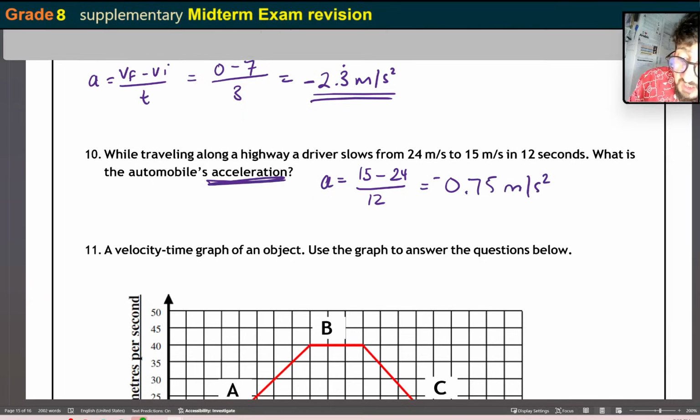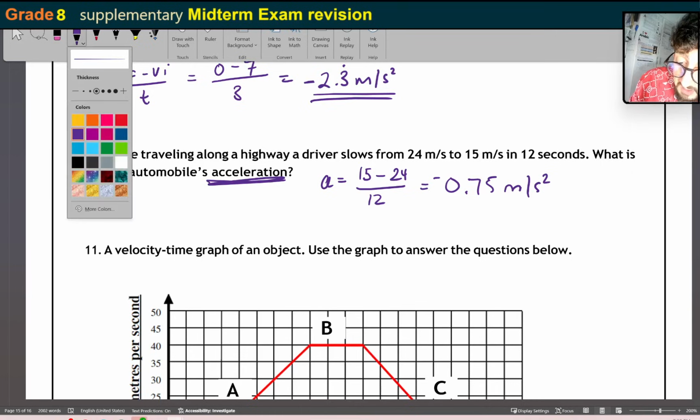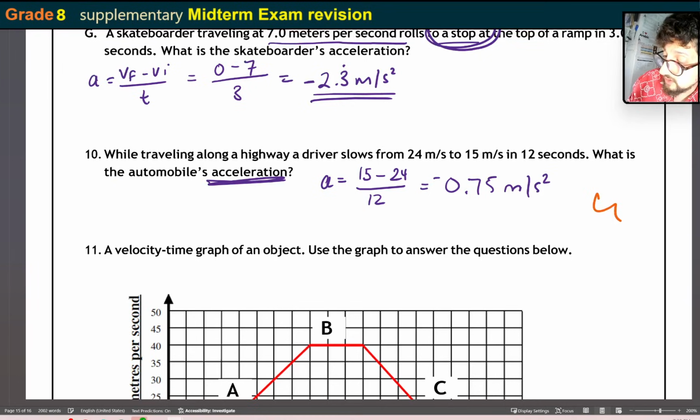Let's change the color. I'm getting bored with this. I know we don't have much to go, but I'm going to go with orange.